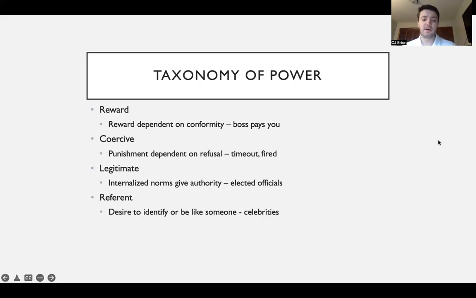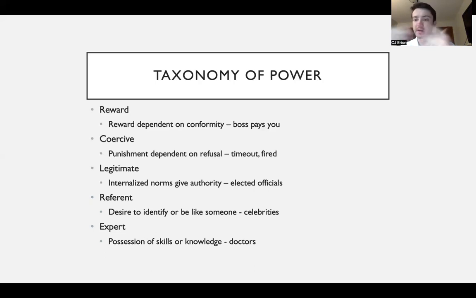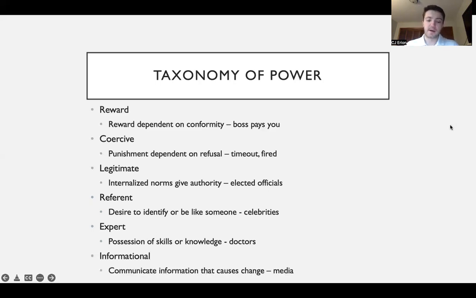There's referent power, which occurs when there's the desire to be like someone. So the easiest example of this is celebrities or sports figures. Expert power, so possessing the certain skills or knowledge that a lot of other people don't have. So doctors would have this, right? We go to see a doctor for various health reasons, assuming that they're experts and can give us information that we can't otherwise get. And finally, there's informational power.